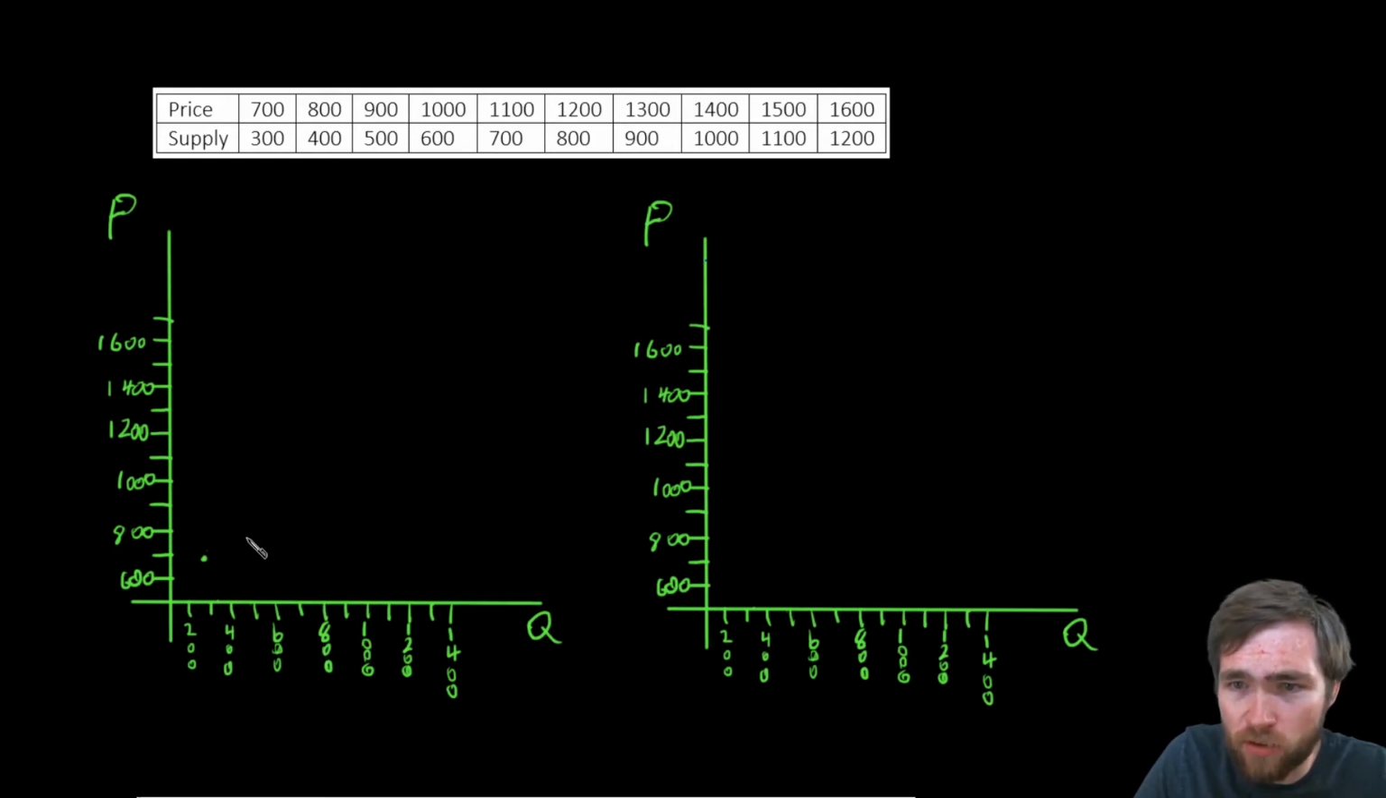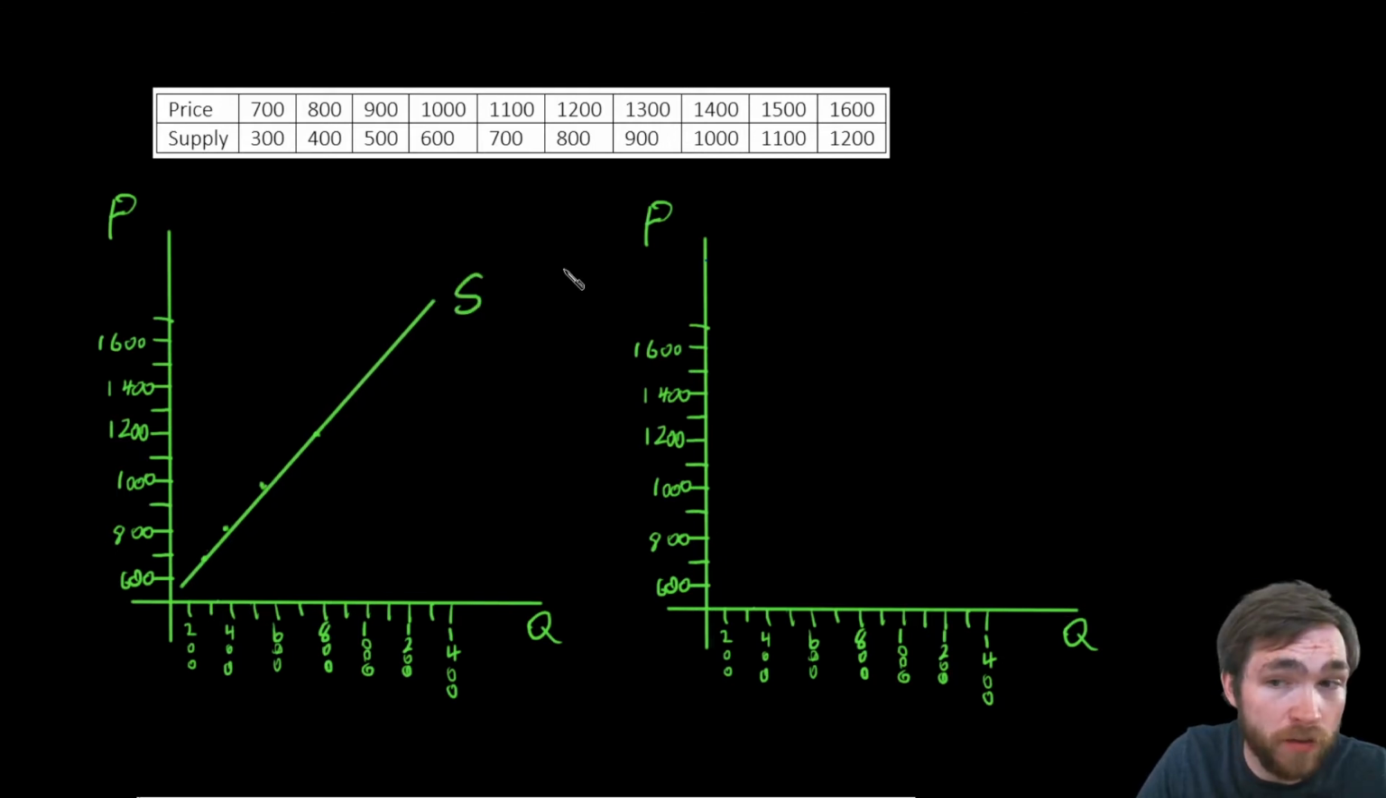Price of 800, the supply is 400. Let's go ahead and skip some points. If the price is 1,000, it's 600. At a price of $1,200, 800 bikes are produced. So right about there. You can see that this is going to create this linear relationship between those points, and we call that the supply curve.